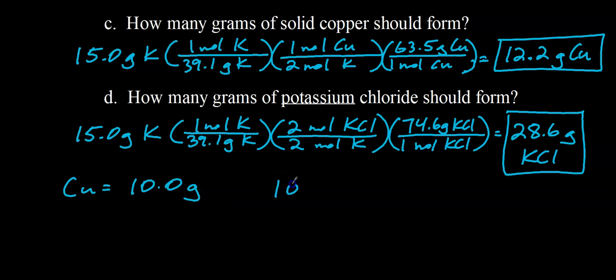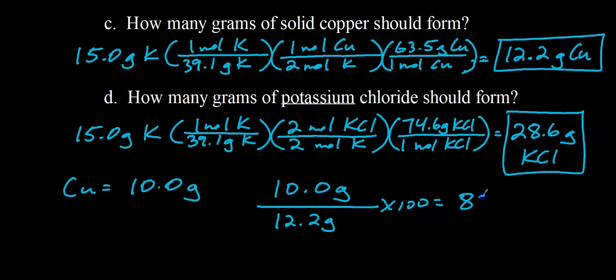So our 10.0 grams is our experimental yield. Theoretically, so this is what we calculated before, you should make 12.2 grams of the precipitate. And we'll take those and divide them. 10.0 divided by 12.2 times 100, and you get about 82.0%. Meaning this reaction produced 82% of what it could have or should have produced if everything was perfect.